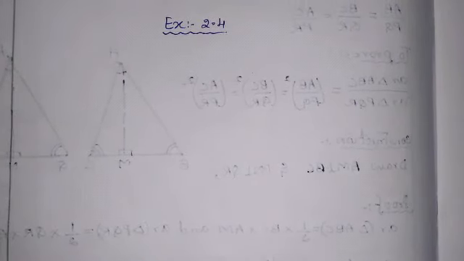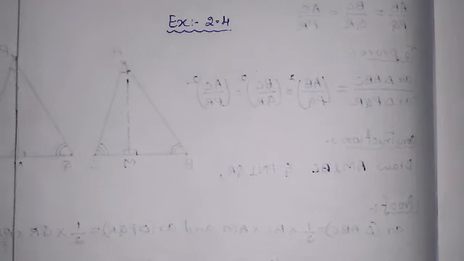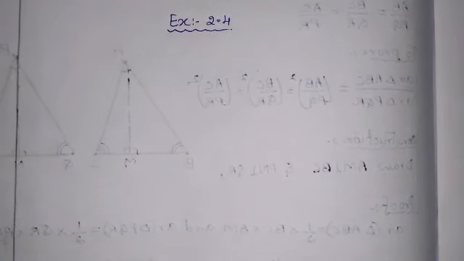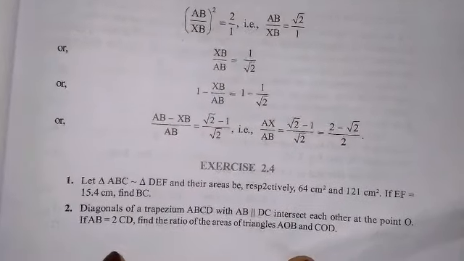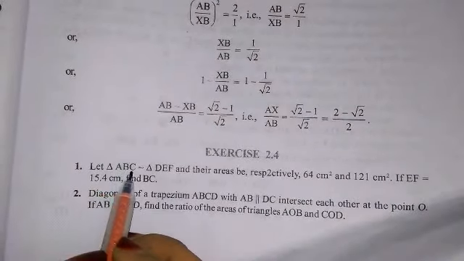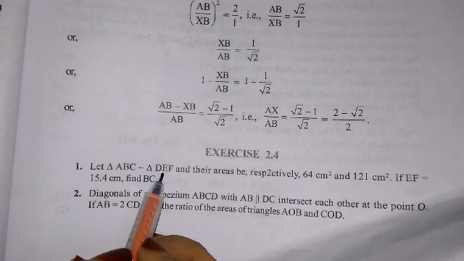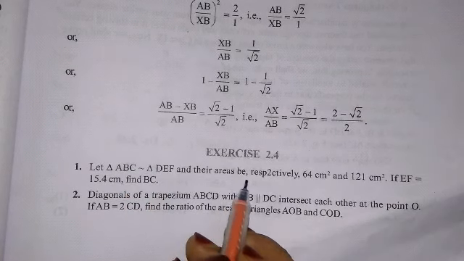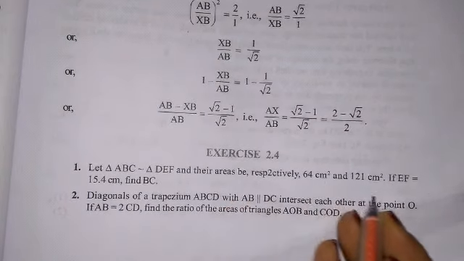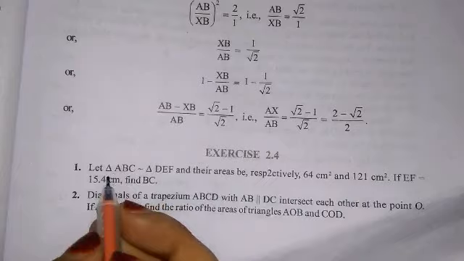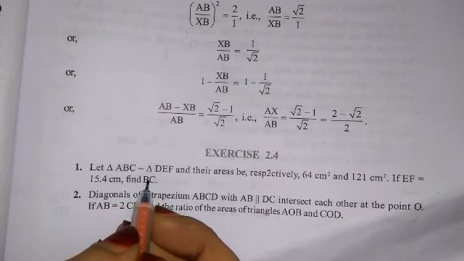Now exercise 2.4. First question we can see. Question number 1. Based on the area of similar triangles theorem, let triangle ABC be similar to DEF and their areas be respectively 64 and 121. Means they have given their areas. And if EF is 15.4 centimeter, find BC.